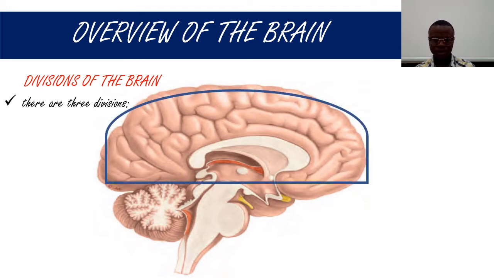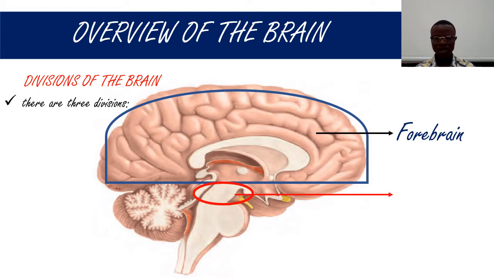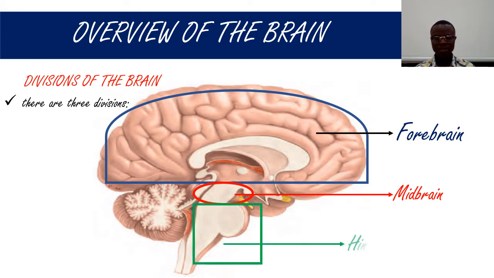The segment of the brain that is encircled here is primarily made of the cerebrum, and this portion of the brain is referred to as the forebrain. Just beneath the forebrain is another segment here, and this we refer to as the midbrain. And more inferior is the hindbrain. These are the three divisions of the brain.